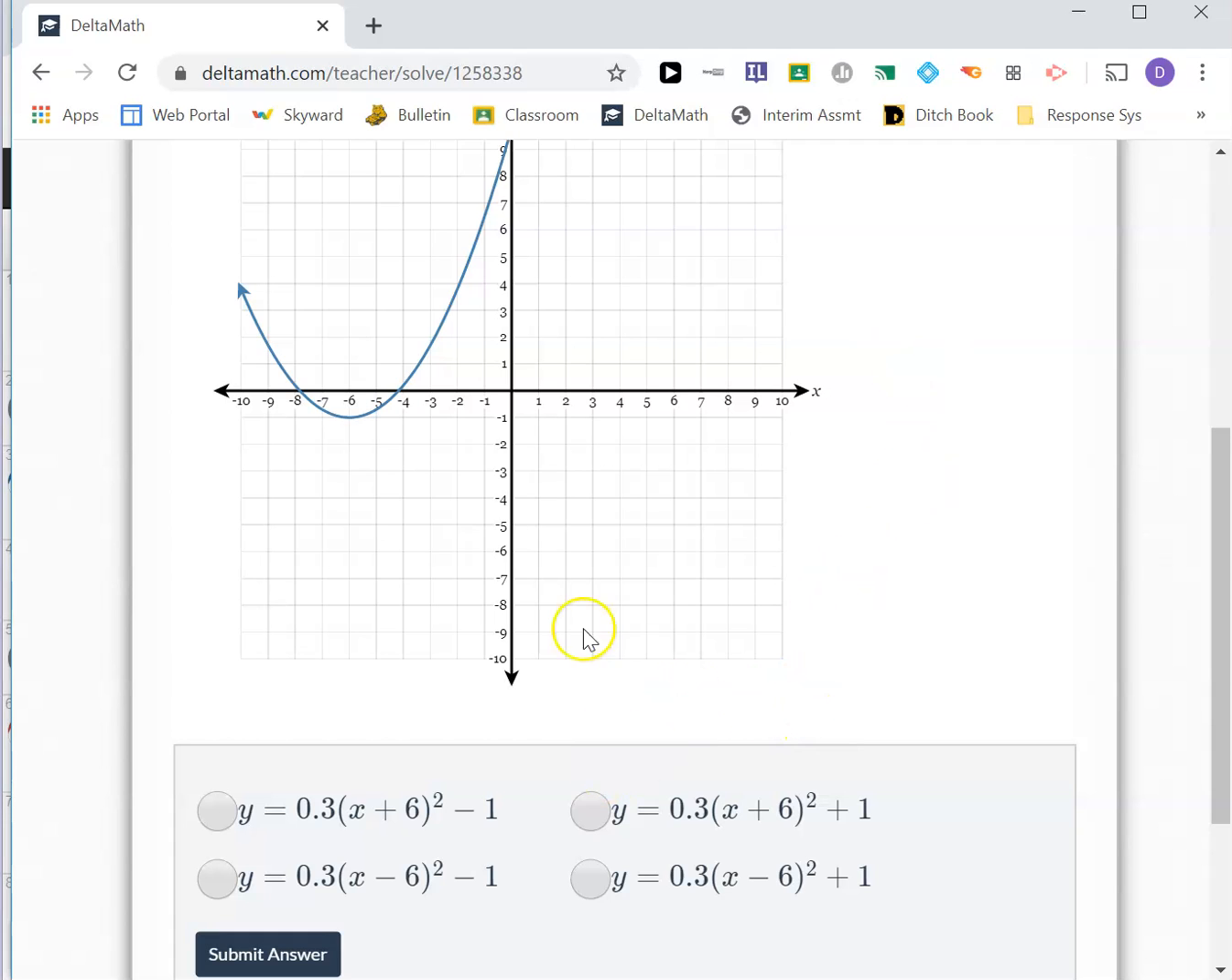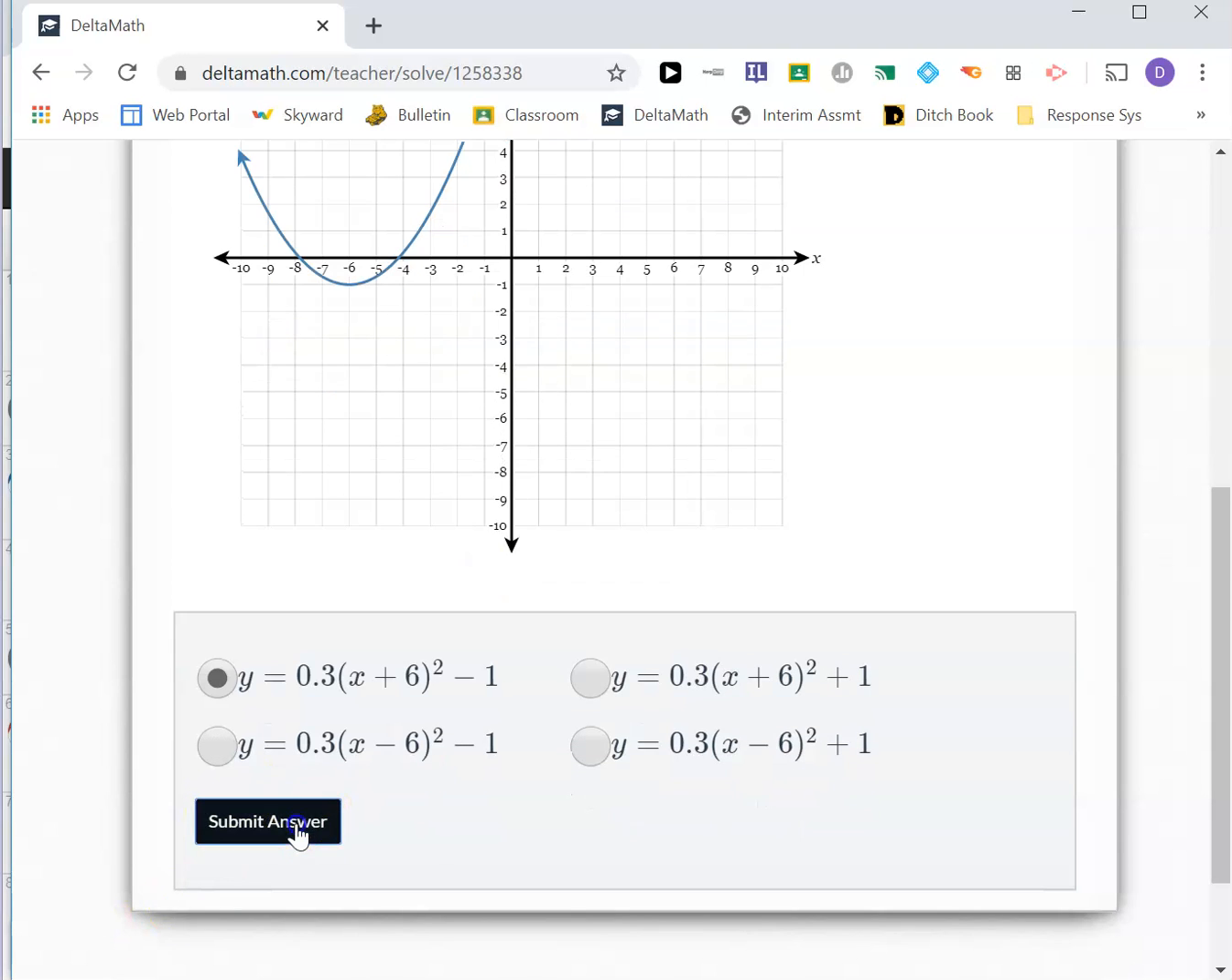Well, I notice the parabola is facing up, so it better have a positive number out in front here, but they all do, so that didn't help me much. I noticed that it's shifted to the left 6, so that narrows it down. It can't be that one and it can't be that one because those are both shifted right 6. So it's one of the top 2. Which one? Well, it's also shifted down 1, and this is the only one that indicates down 1 and left 6. So there we go. Left 6, down 1. Submit answer.